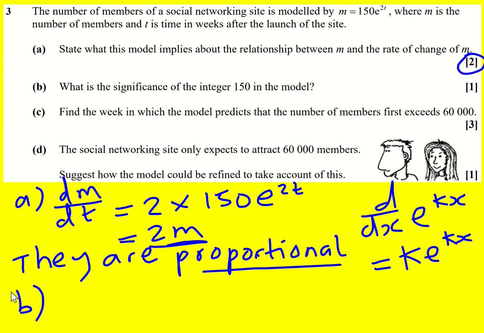Part B, what's the significance of the integer 150 in the model? So let's just read the question again. It's the members of a social networking site. And so this 150 is when t is 0, this e to the 2t just becomes 1. And so when t is 0, m is 150. So it's a starting value. And you might say the starting value, if you give it a bit more context, you might say it's the original number of members, or initial number of members.